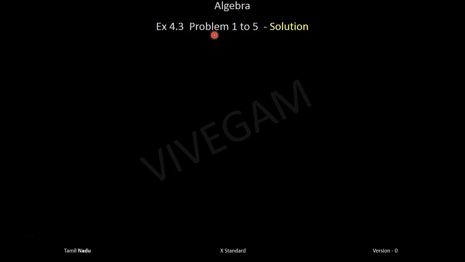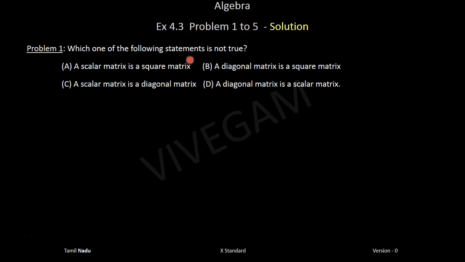Exercise 4.3 problem 1 to 5 solution. Which one of the following statements is not true? A scalar matrix is a square matrix. A diagonal matrix is a square matrix. A scalar matrix is a diagonal matrix. A diagonal matrix is a scalar matrix.